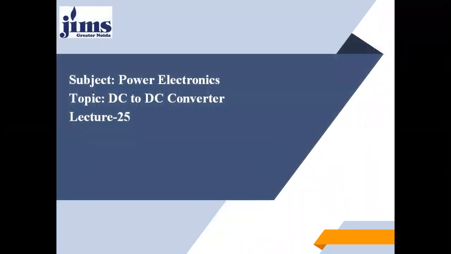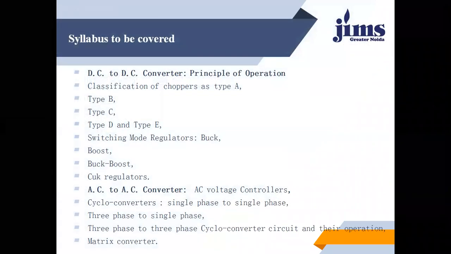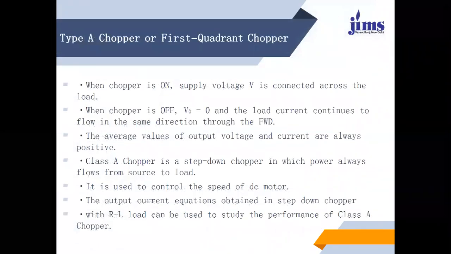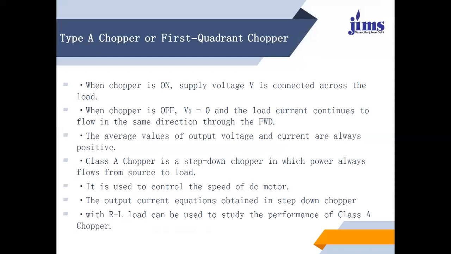In continuation of the previous lectures on DC to DC converter or DC choppers, today we will discuss all the types of choppers. Type A chopper. In the previous lecture, we discussed the step down and step up chopper, or buck or boost type of choppers. Now we will discuss the type A chopper. Type A chopper is a first quadrant chopper.